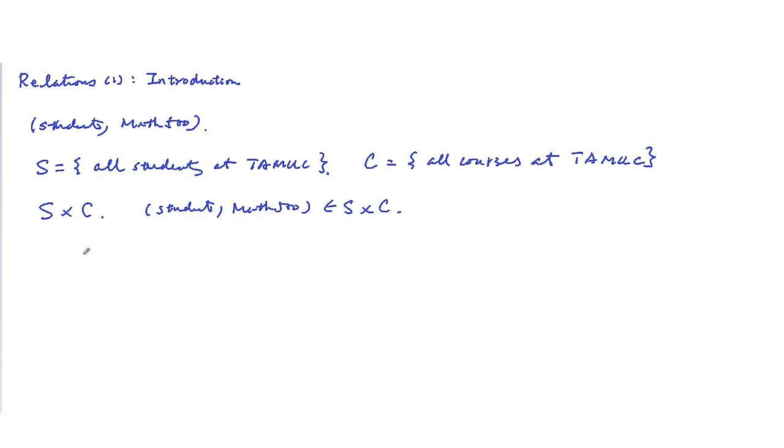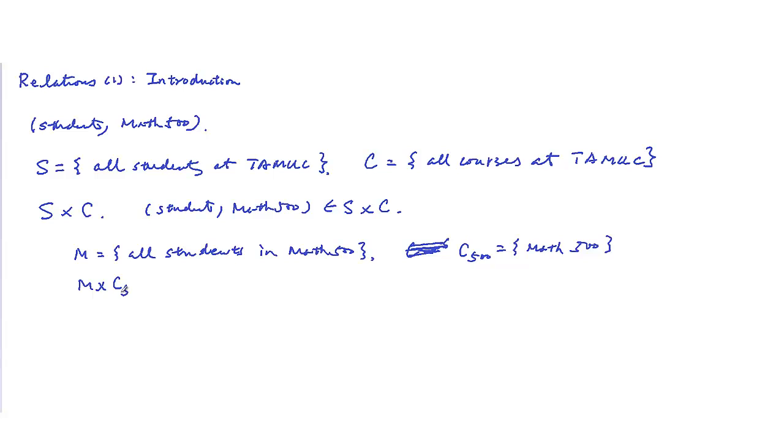That is one student. But if you talk about all students, then it is a subset, right? So if you talk about M to be all students in Math 500, and then C is a subset. So let's denote C500 to stand for Math 500. This is only one course. Then M cross C500 is a subset of S cross C. So this one clearly defines a relation for all students taking Math 500, and then you can consider this is a subset of S cross C. So this prompts us to a more general definition of relation.